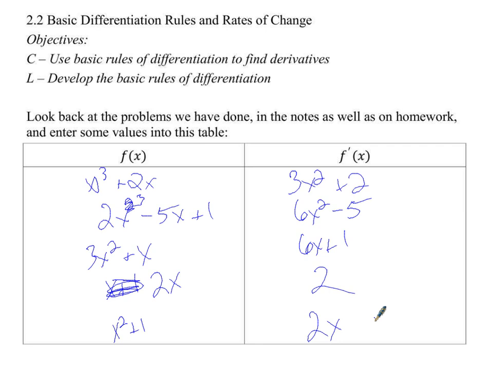What about on this one? Okay. What happened to this? What was the degree on that term? What did it become? 0. What's x to the 0? 1. What was that coefficient in front of it? What's 1 times 1?